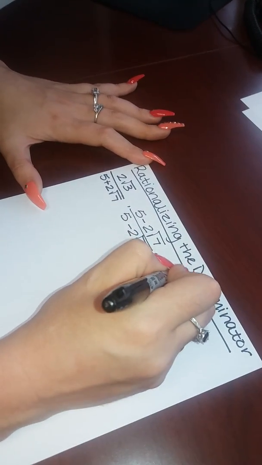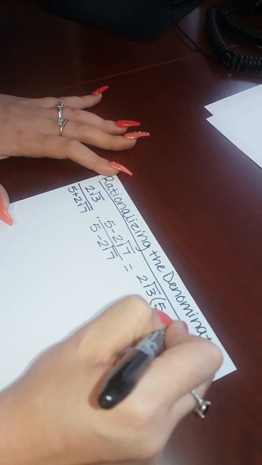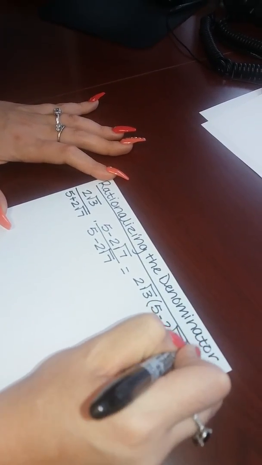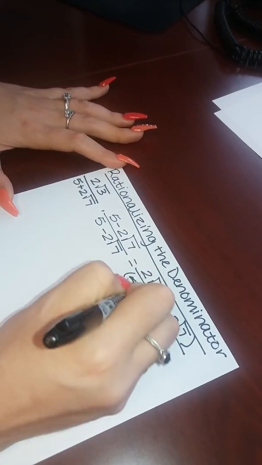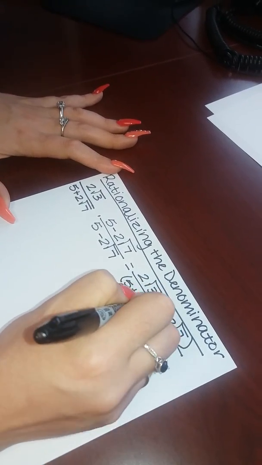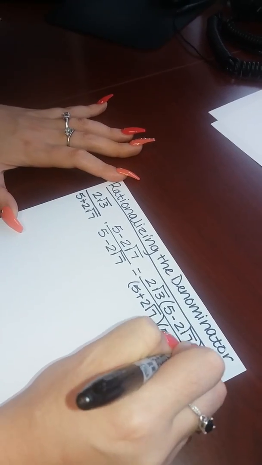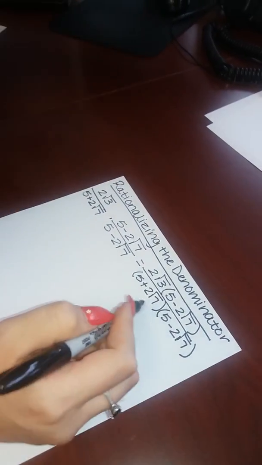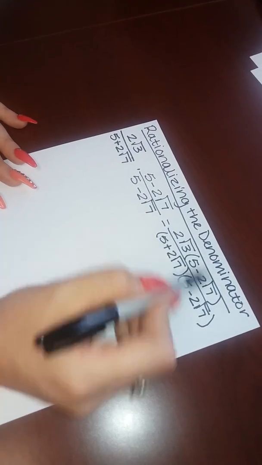This is going to be 2 radical 3 times 5 minus 2 radical 7. And in the bottom, we have 5 plus 2 radical 7 times 5 minus 2 radical 7. Again, your whole purpose of doing this is to free the radical so you can do something with it, because otherwise you can't. So then we will be using the distributive property.